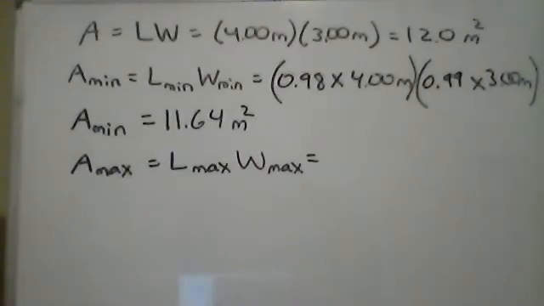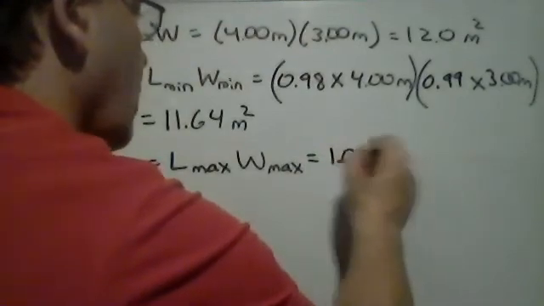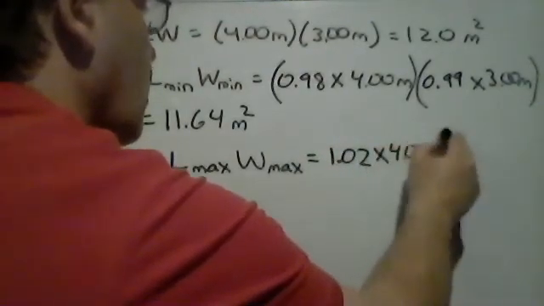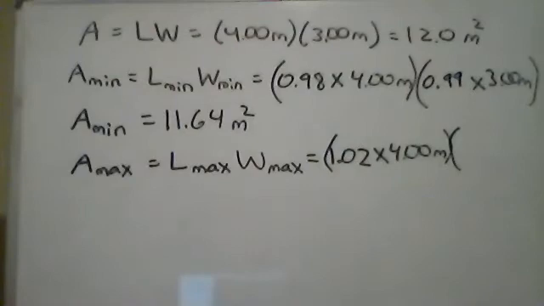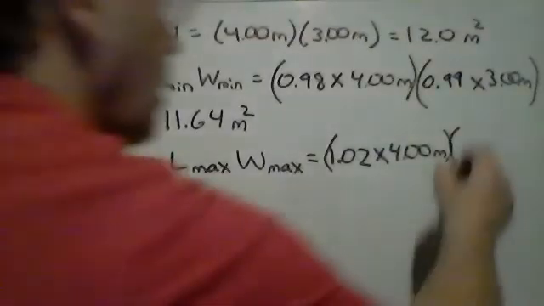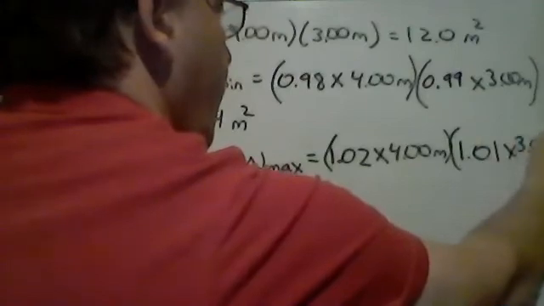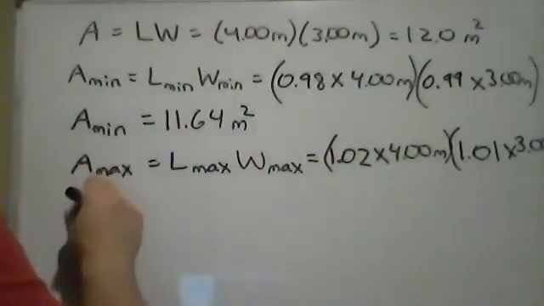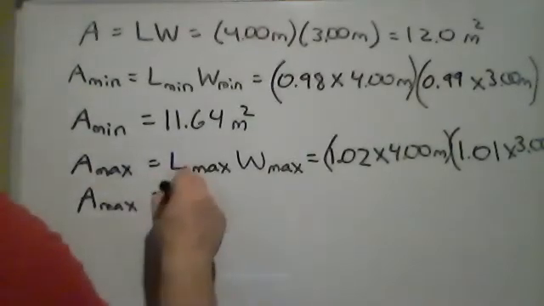So given that the length has an uncertainty of 2%, that means I could go over by 2%, or 102% of the value. So I can write this as 1.02 times 4 meters. And then I max out the width, and again, I told you that has an uncertainty of 1%, so I can go over by 1%, or 101% of the value, or 1.01 times 3 meters. When I do that, I find out that the maximum area, A max, would then be 12.36 meters squared.